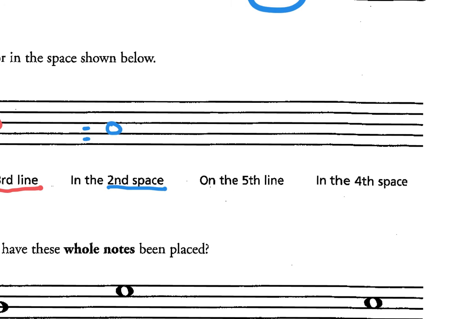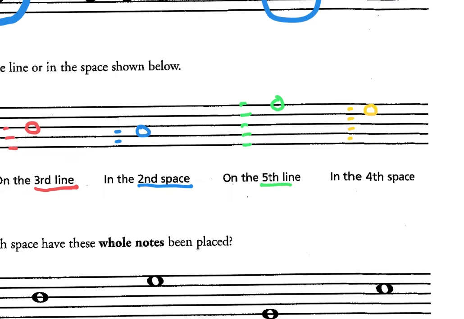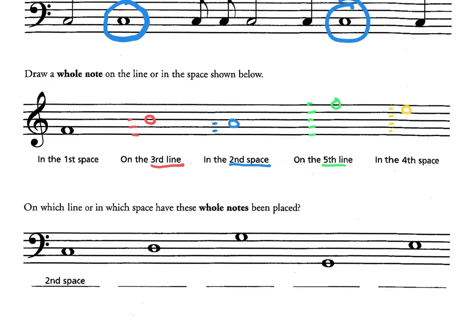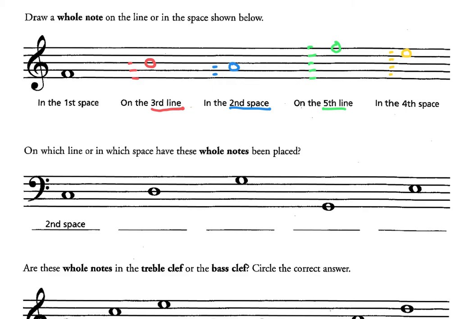This next one says on the 5th line. 1, 2, 3, 4, 5. Oh, yeah, that's right. The 5th line is the top line. I guess I could have remembered that. Now, the next one says in the 4th space. 1, 2, 3, 4. Ta-da! 4th space. Hopefully yours matches mine. I'm going to back out just a little bit so you can see it. There we go.